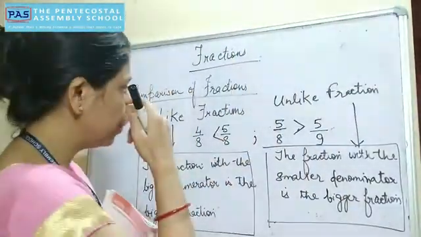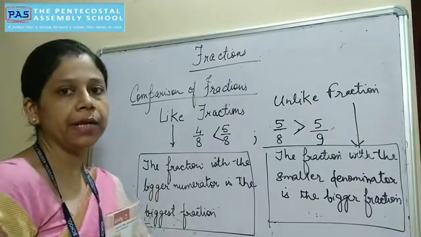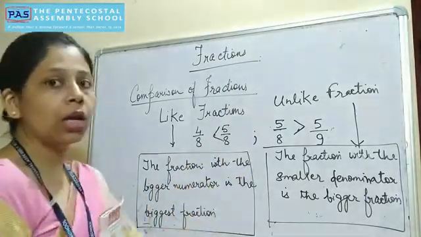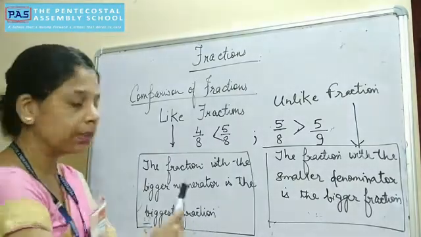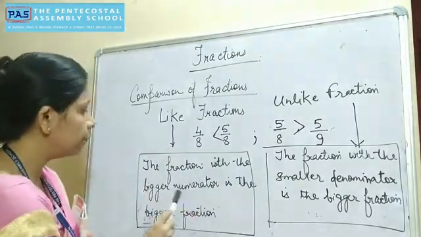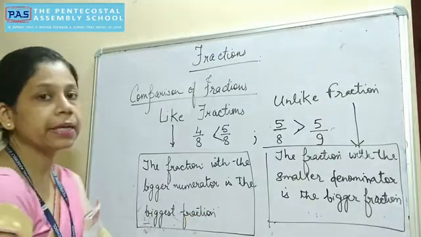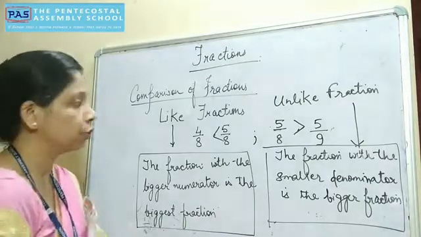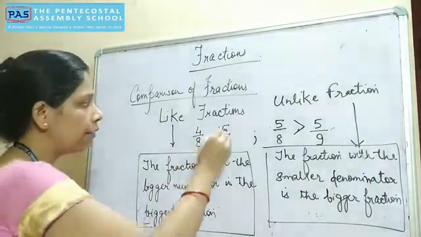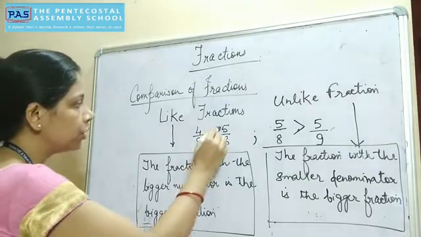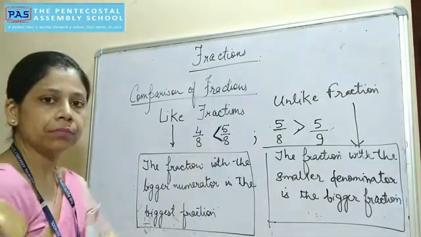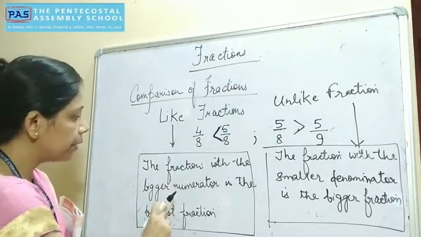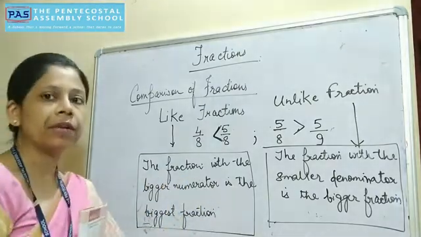Now I have written something over here. See, 4 by 8 and 5 by 8. If I tell you to compare this, you have to put the sign. I am reading it out. This is important, please listen. The fraction with the bigger numerator is the bigger fraction. Which is the bigger numerator over here? 5, isn't it? So this will be your greater fraction. This is for like fractions I am talking about.